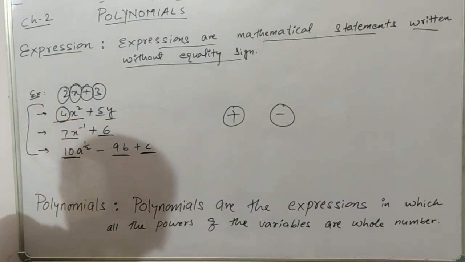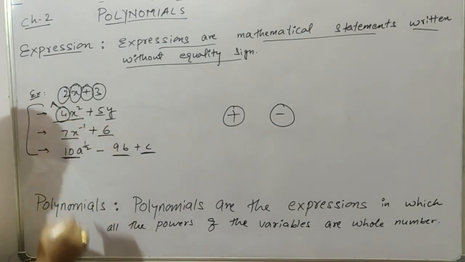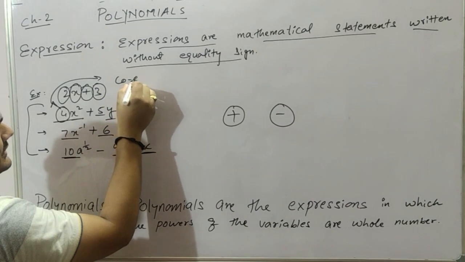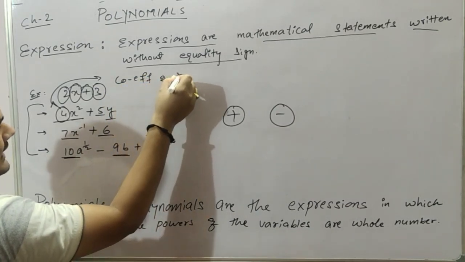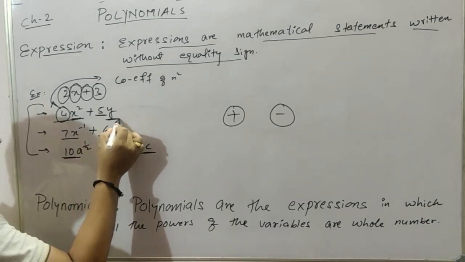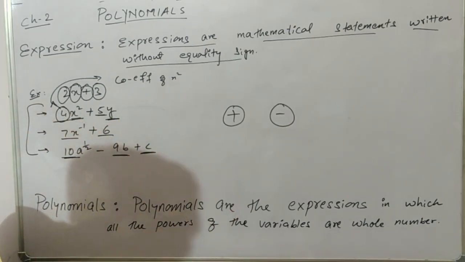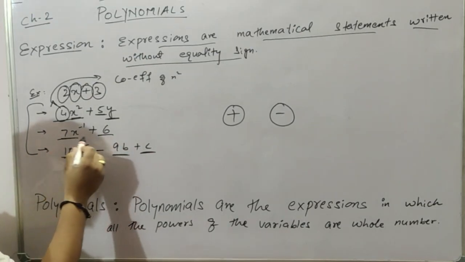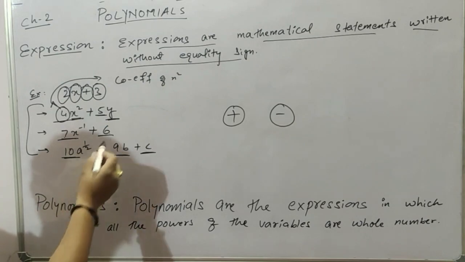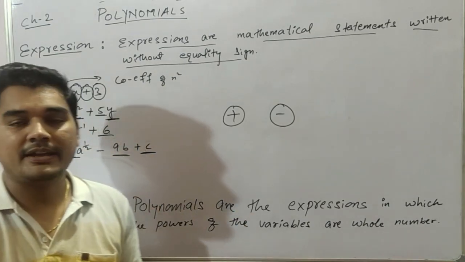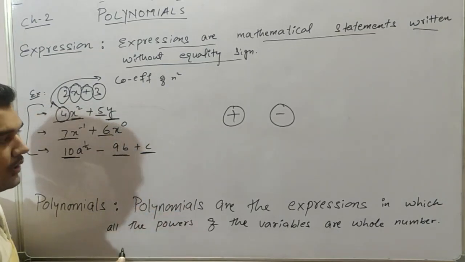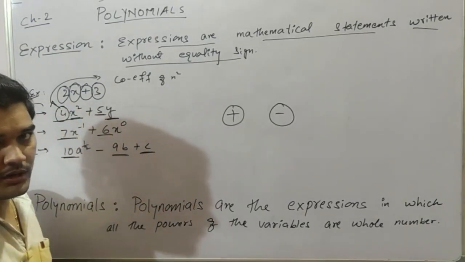Now let us check what is 4. So 4 is the coefficient of x square, whereas x is the variable, 5 is the coefficient of y, and y is also a variable. Similarly here also you can check 7 is the coefficient of x, whereas 6 is a constant, because the constant term has no variable, so you can write x raised to power 0. Anything to the power 0 will remain only 1.